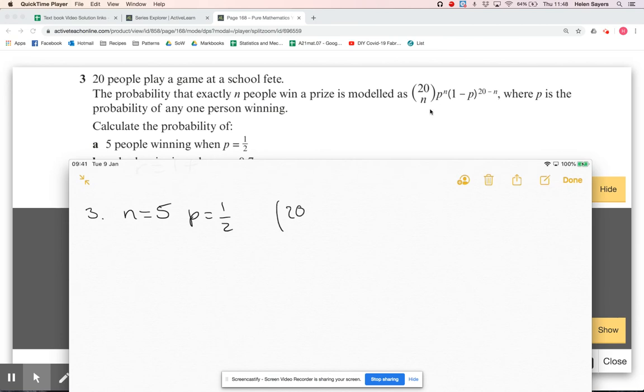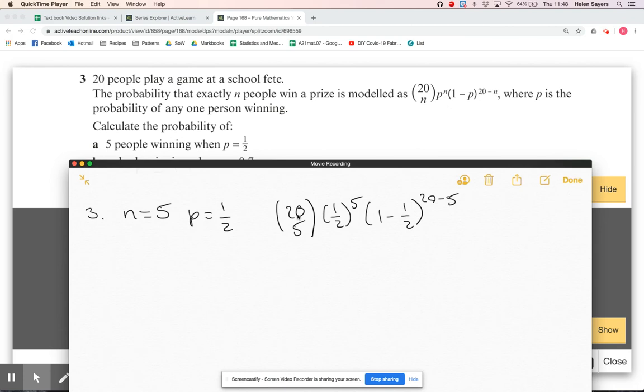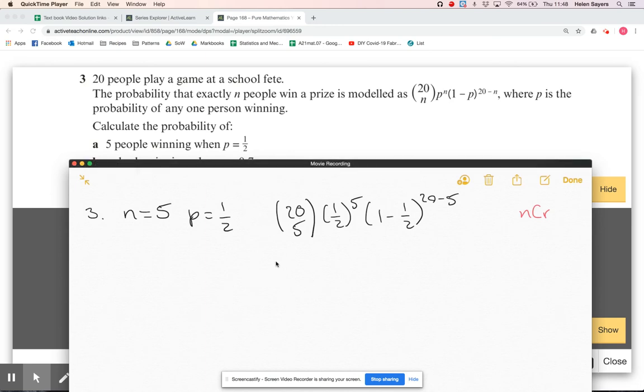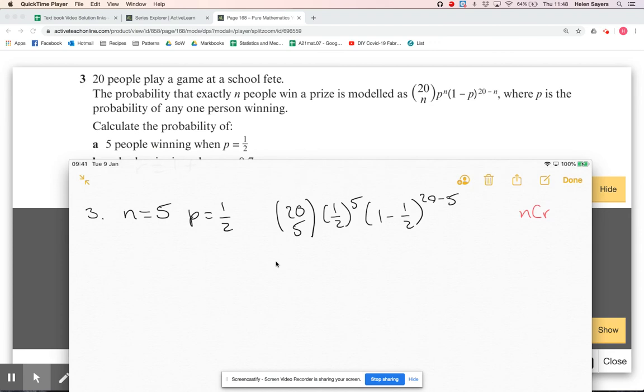So from 20, choose 5 times a half to the power of 5 times 1 minus a half to the power of 20 minus 5. So that's literally just me substituting p as a half and n is 5 into this. The 20 choose 5 is just going to be using your nCr button. That's above your division button on your calculator. So I'll write the values out individually, but you could just put that straight into your calculator.